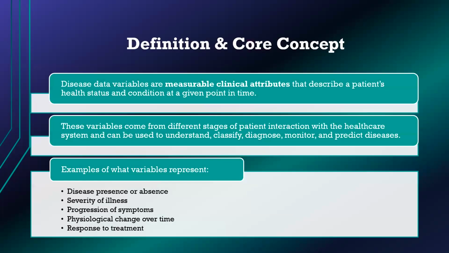Moving ahead with the concept, the core idea here is that when we talk about disease data variables, they are basically measurable clinical attributes that help us define patient health status and condition at a given point of time. There may be a very large range of variables that give relevant information about patient health issues, and they originate at different levels in the healthcare system. They help us understand, classify, monitor, or predict disease conditions for patients.